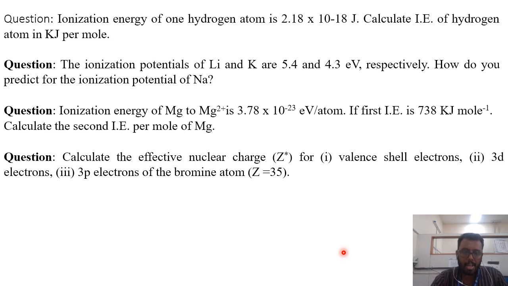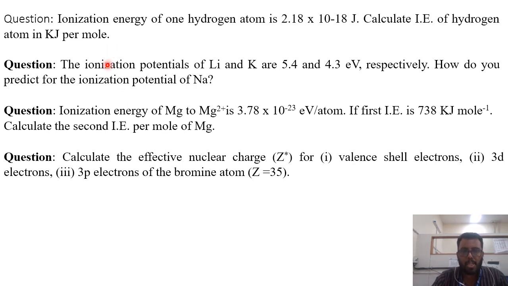So in your examination, they will ask define ionization energy. What is the trend of ionization energy across the group and period, and what are the factors influencing ionization energy? Mostly 8 mark question they will ask. And some numerics can also be asked, like ionization energy of one hydrogen atom is 2.18 into 10 to the power minus 18 joule. Calculate the ionization energy of hydrogen atom in kilojoule per mole.